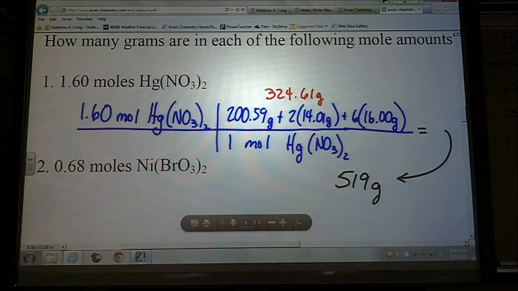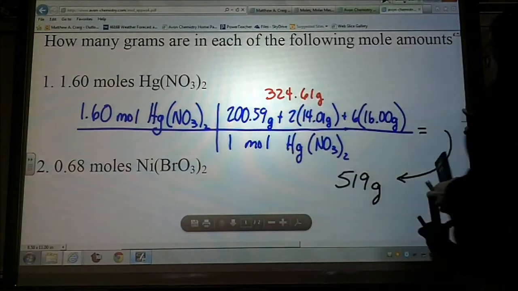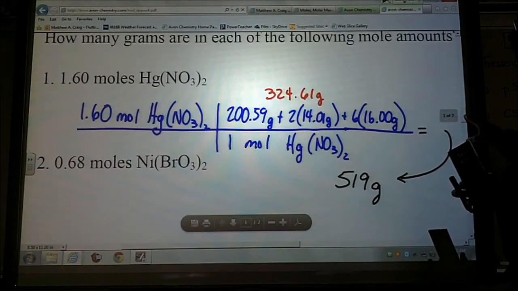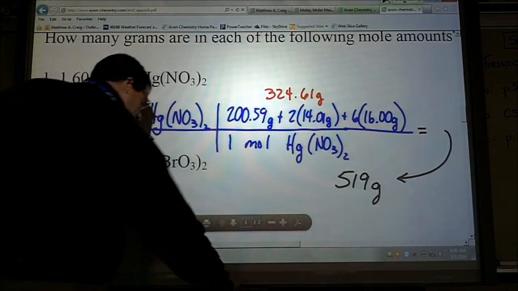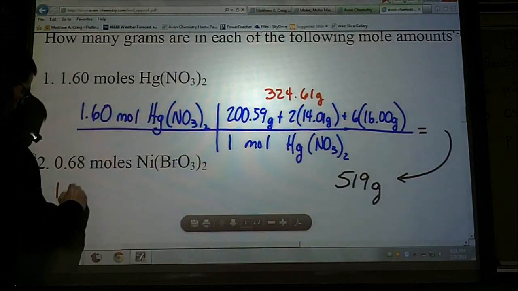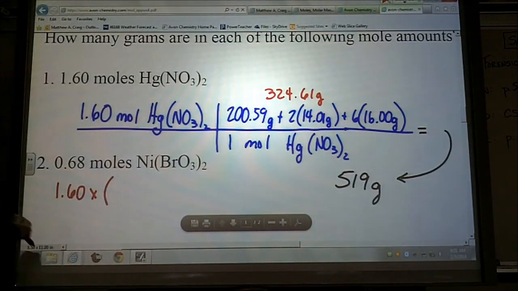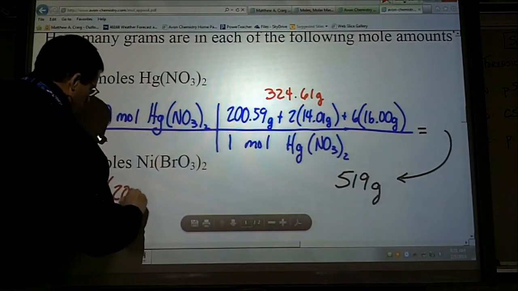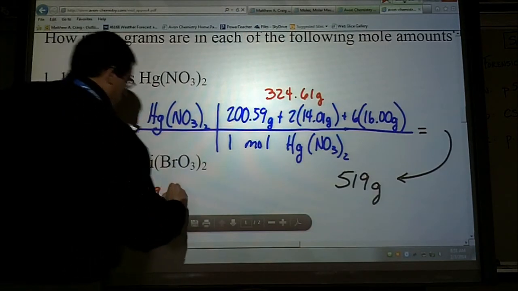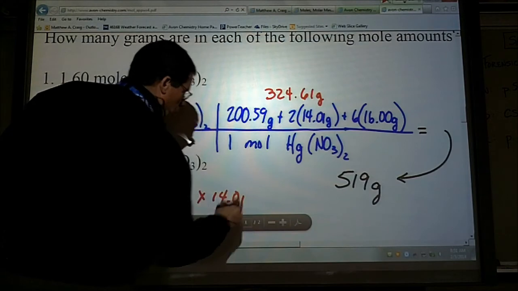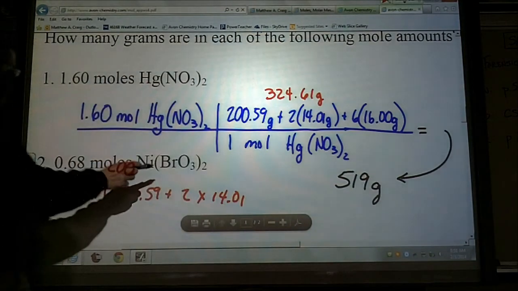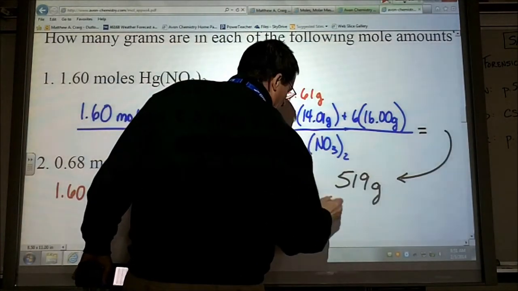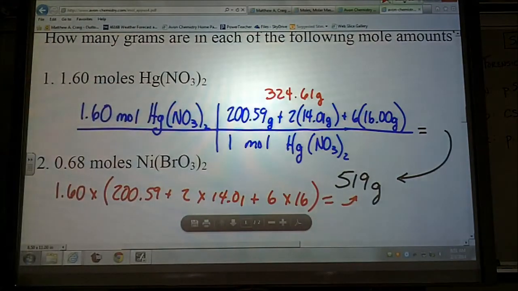If you plug it in all at once, how should you plug it in? Yeah, so if you were to plug this all in at once, the best way to do that would be 1.60 times, open up the parentheses, and then you can just do this because order of operation, 200.59 plus 2 times 14.01. Don't put parentheses in between all of that. Okay? Don't do that. Plus 6 times 16. Then close the parentheses, and it should give you that. Okay.